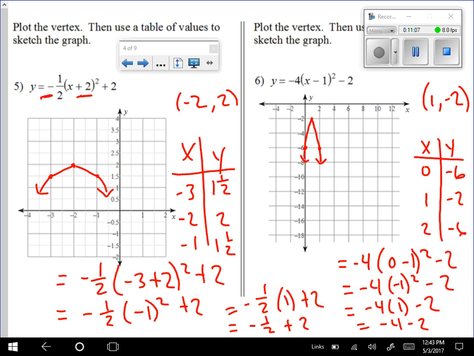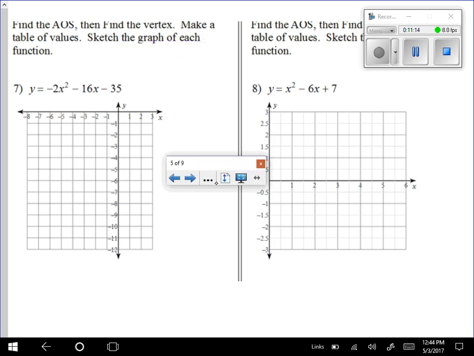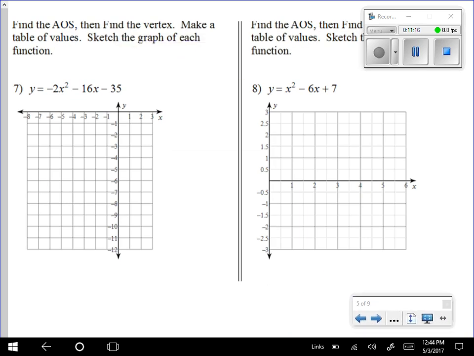If you have questions, make sure you come to me and ask. All right, now we're moving forward. And I told you in class you had a few options. Some of these you're going to want to use standard form where you're using -b over 2a to find your x value, plugging it back in to get your y value. And some you're going to want to factor to find your x-intercepts.